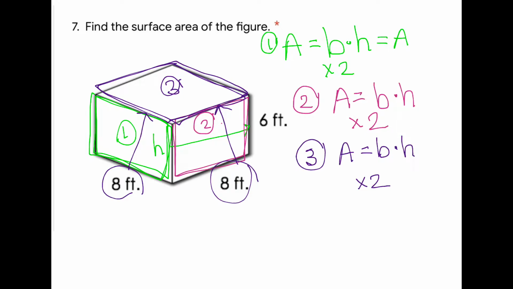And then our 4th step, because this isn't just area, it's surface area, you need to take this area of your first two sides plus the area of the second 2 faces plus the area of the top and bottom faces, and that will give you your total surface area.